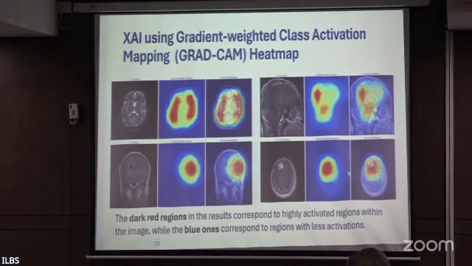So this is a very commonly used explainability process for CNN based models when CT or MRI images, or any kind of medical images, are used. So this is a very important and commonly used method, GradCam.